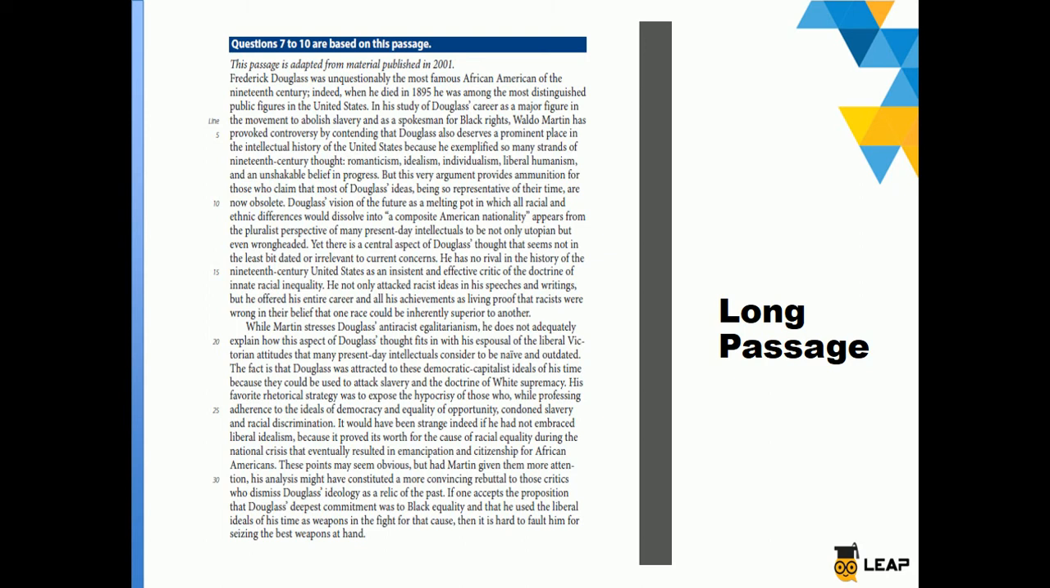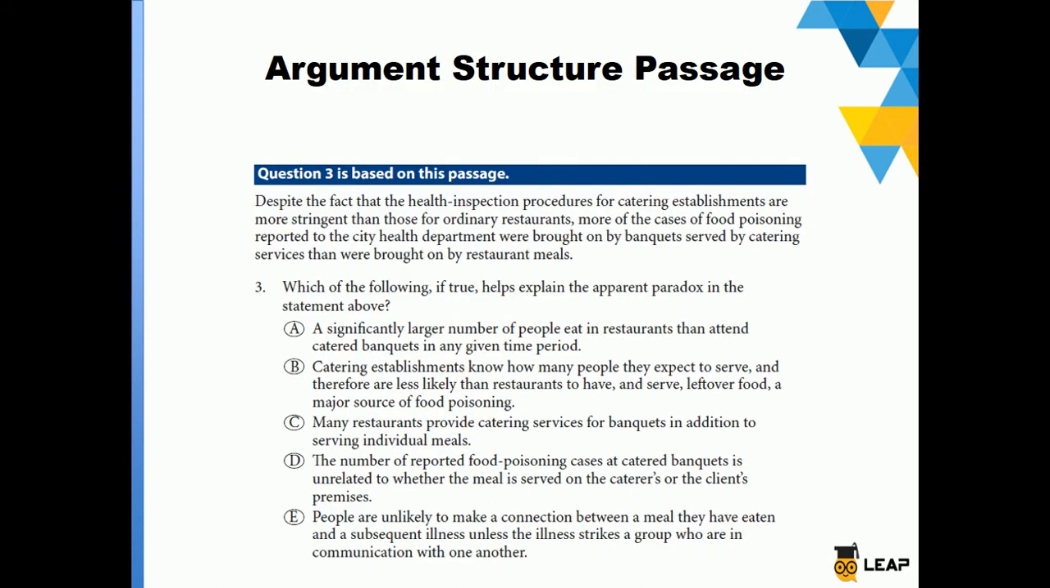Now, an argument structure passage is very different in the sense that there is very little content at the top of it, and all the work is around how the question stem has been written. You see that the argument structure passage is only 4 lines, and your job here is more outside the passage. You are trying to tell the examiner which of the following will help explain the paradox in the statement.